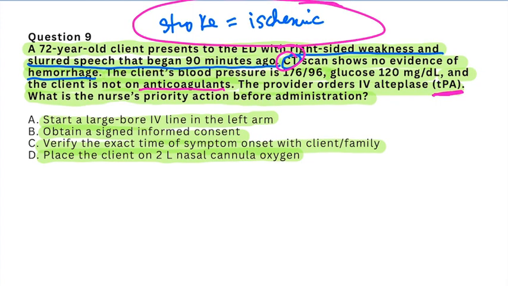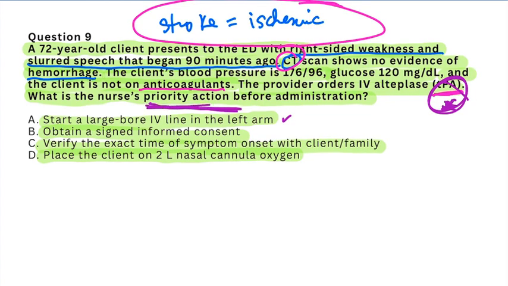Now, let's look at the choices. Start large IV line in the left arm. Actually, this is a correct option, right? You need to have an IV line before you even start the TPA. Before you start this TPA, you want to have an IV line because guess what? You don't want to stick a patient who's already taking TPA because you don't want them to bleed, right? So, although that's a correct answer, that's not the priority action at this time.